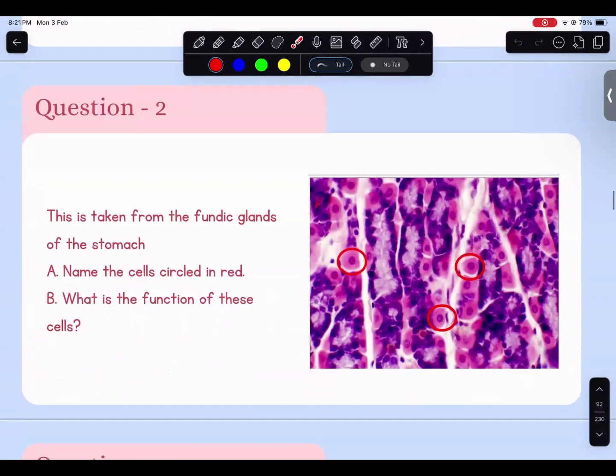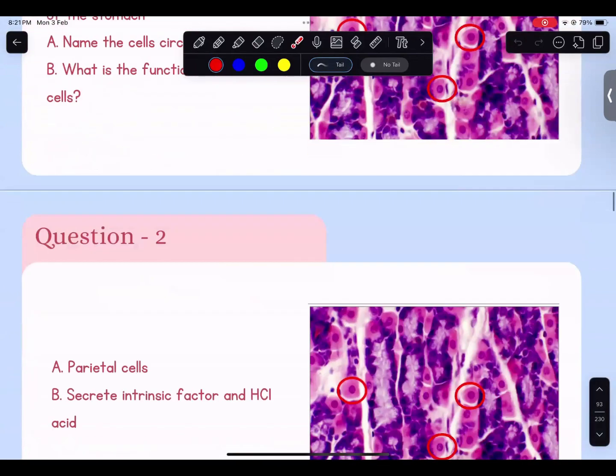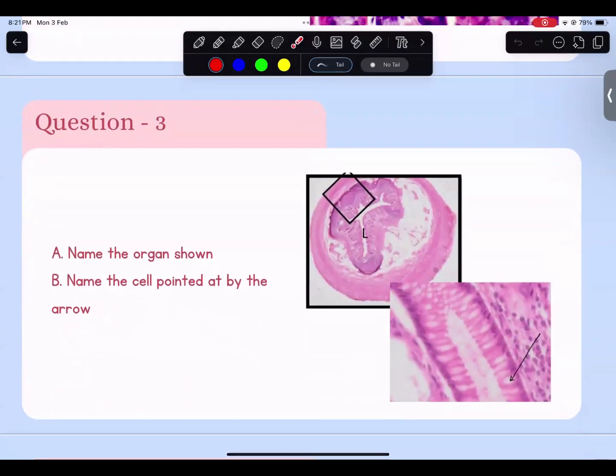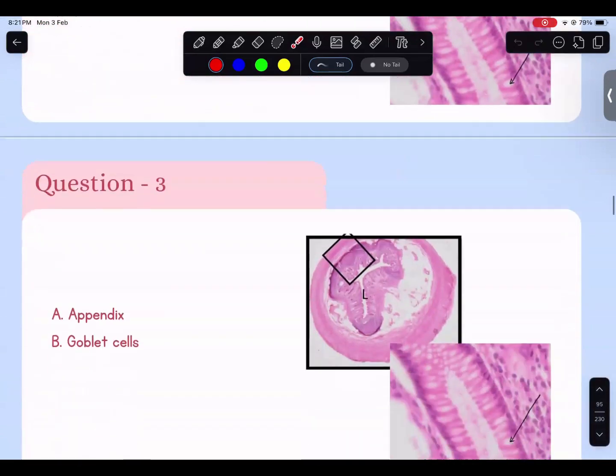This is taken from the fundic glands of the stomach. Name the cells that are circled and what is their function. These are eosinophilic, by the way. What do they secrete? HCl. Good job, guys, you're so good. Name the organ: appendix. And name the cell: goblet. What does goblet secrete? Mucus. Amazing job.